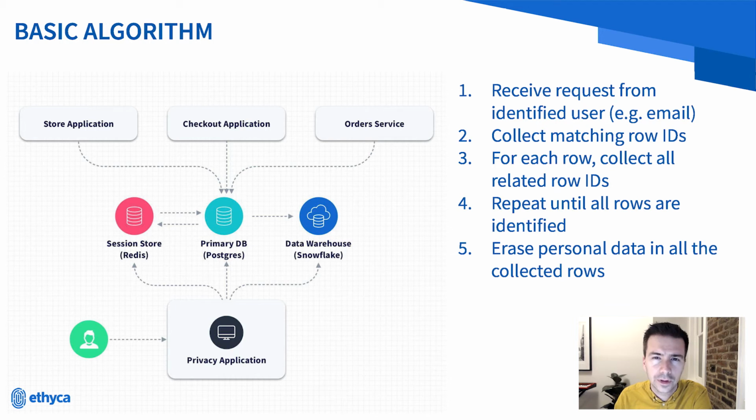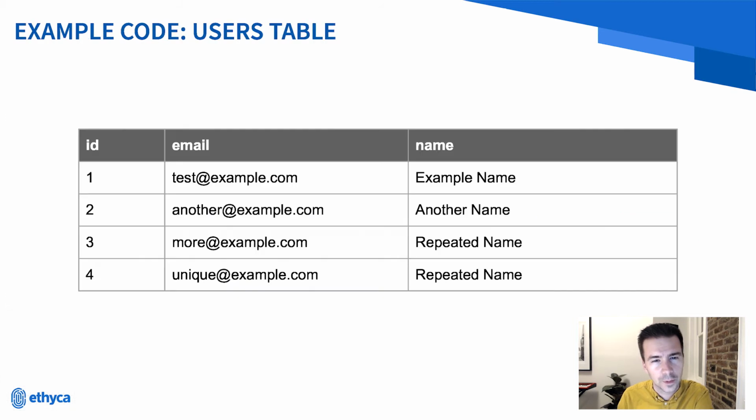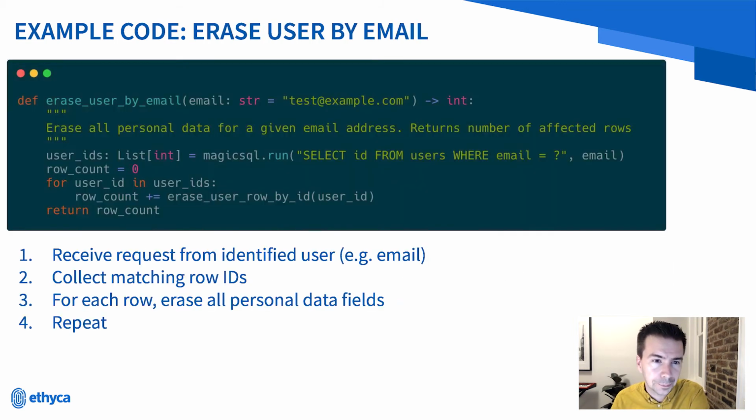Now, the basic algorithm for erasure is simple. You receive a request from the user, and from that, you get some kind of identifying information like an email address. Then you use that identity to collect all the matching row IDs from your system, and then from there, branch out to collect related row IDs and other related IDs, and repeat this process to form somewhat of a tree of interconnected rows. Then you can iterate across all those different rows and erase personal data along the way.